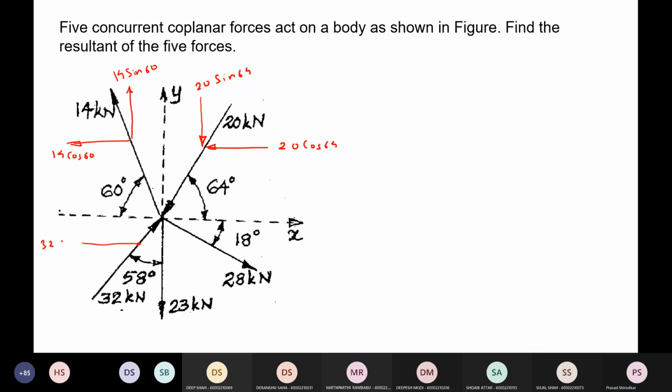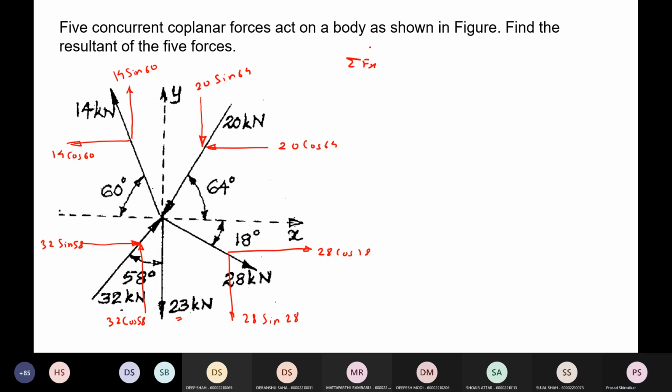32 sin 58, 32 cos 58, 28 cos 18, 28 sin 18. Right? We have resolved all the forces. 23 kilonewton, there is no need to resolve. It is already along the y-axis. Okay. So now let's write the summation equation.